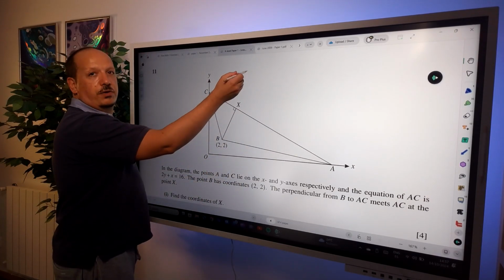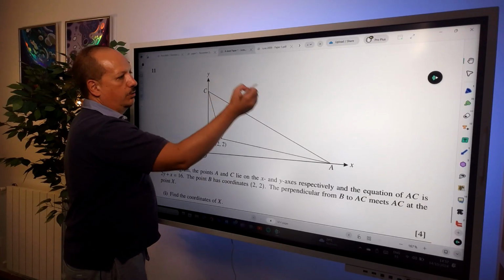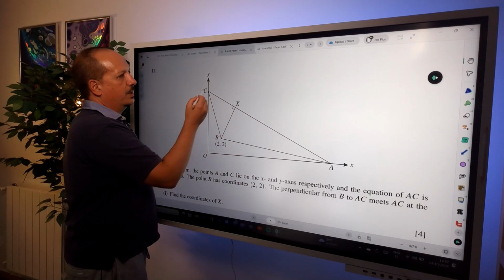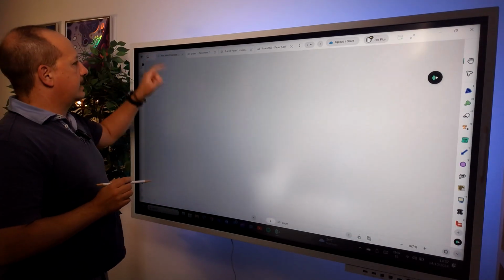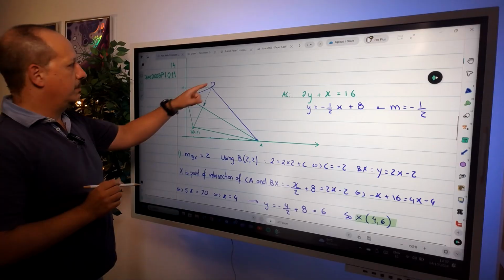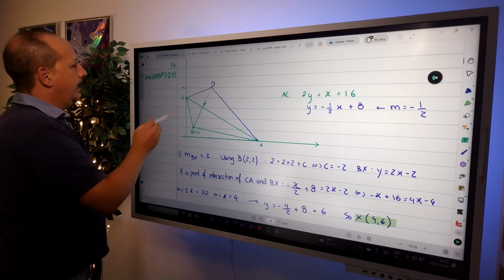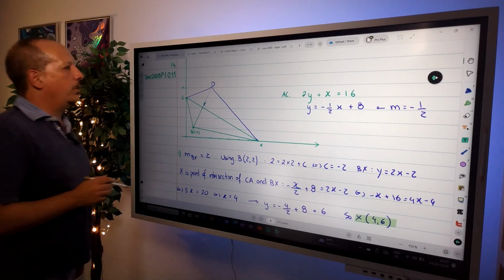The quadrilateral is going to be somewhere over here. It's going to be a kite. You need to get the coordinates of that. I already made a sketch of that. That's what I had over here. All right. And you need to get the coordinates of point D.